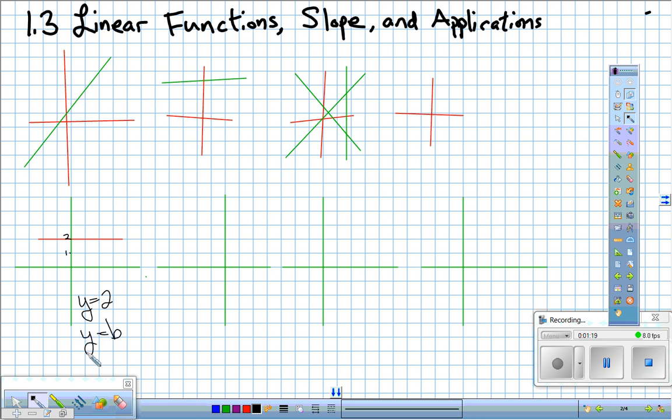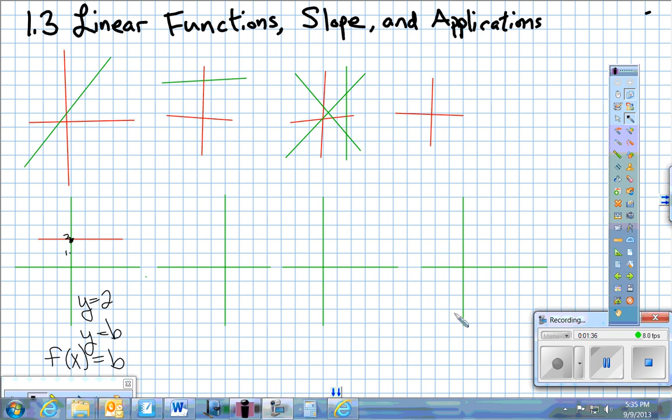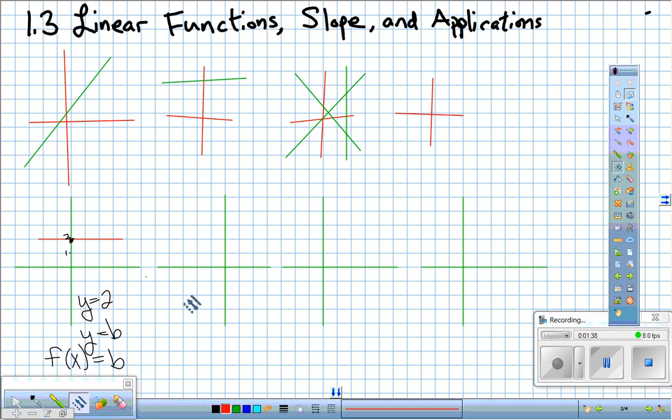In function notation, which is really what we've been using, we'll say f of x equals b. And remember from your y equals mx plus b equation, b is your y-intercept. Your y-intercept in this case is 2. A general equation would just be y equals mx plus b. In this case, this is b.